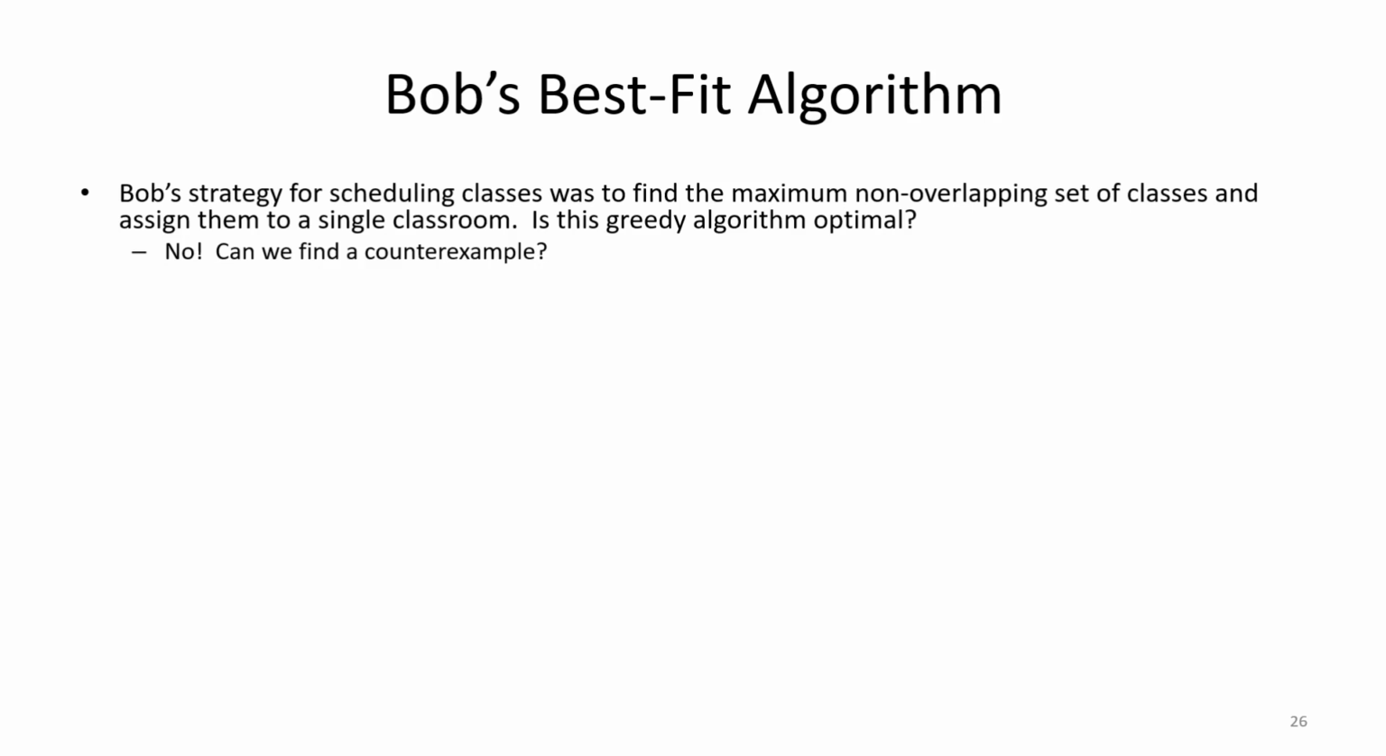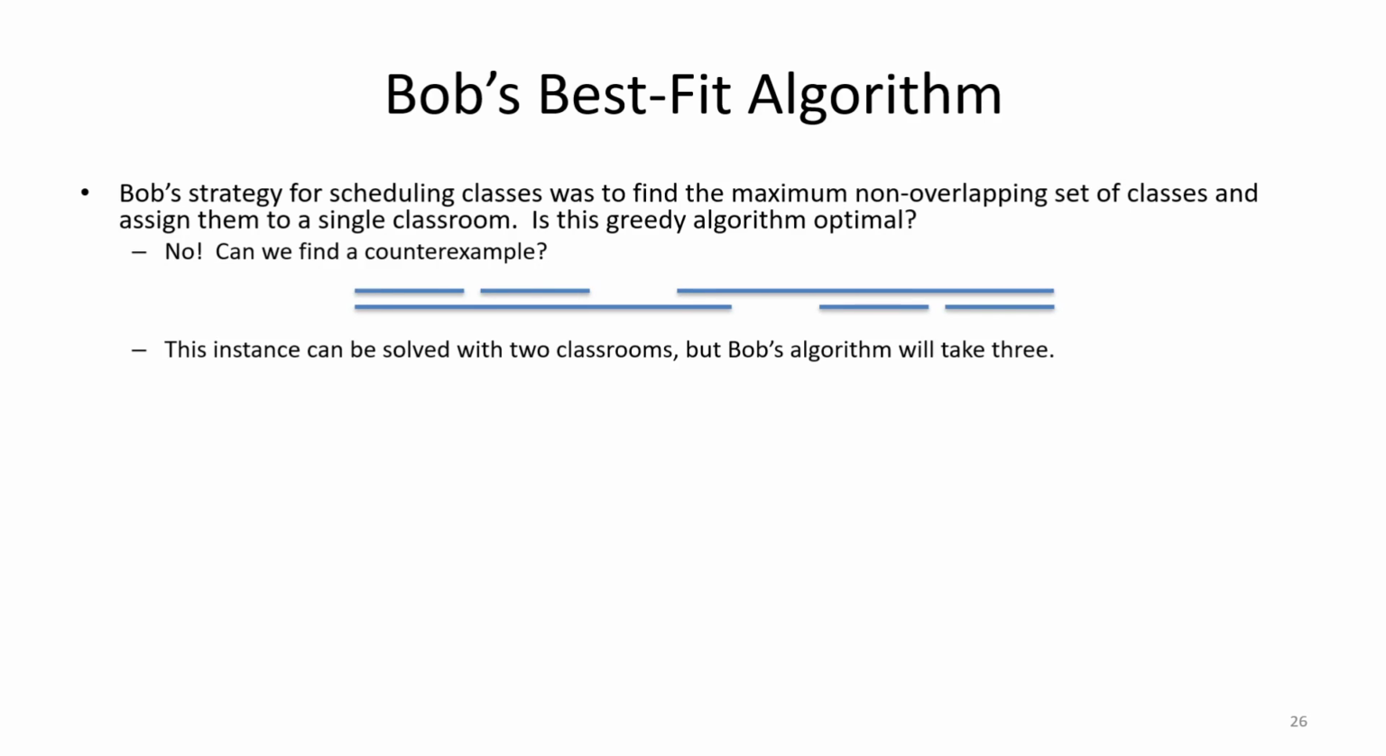And so to do that, we have to kind of set up a strange situation. I did with 6 classes. Let's take a look here. You can notice here that the maximal set of classes that we can assign to one classroom is of size 4. But if we use that classroom, the other 2 remaining classes that we have left over are incompatible with each other, so we end up using 3 classrooms. However, the optimal solution is, as I've got depicted here, using 2 classrooms instead. So actually Bob's algorithm is incorrect.